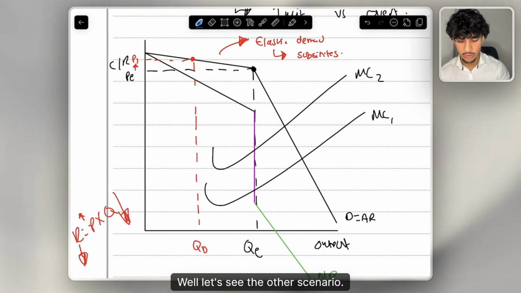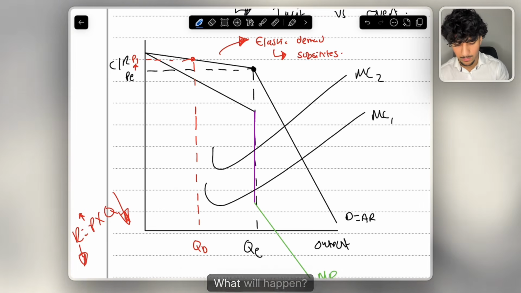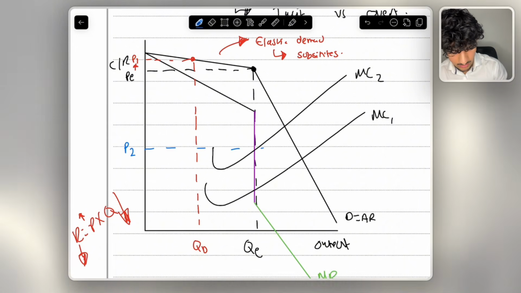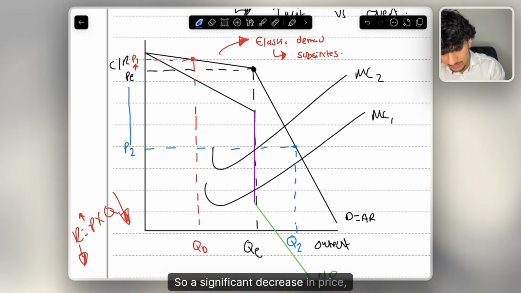But now, let's see the other scenario. If, for example, Coke thinks, okay, let me try undercut this firm. Let me try undercut Pepsi. What will happen? So we'll say Coke move prices to P2. And let's see now what is going to happen with regards to Coke. So let's see what happens. So a significant decrease in price.